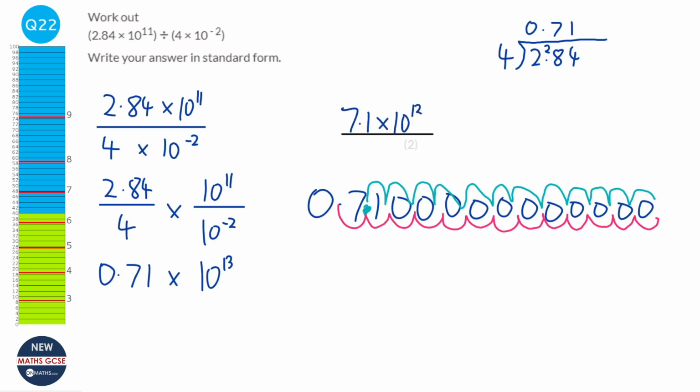Now, with a bit of practice, you don't need to write out the whole number. You'll be able to just know that if you convert that into 7.1, then you just need to take away 1 from the power. But if you're not sure, and it's not an unreasonable number like 10 to the power of 105, then it's just worth sometimes writing out the actual number and being 100% sure that you've got it the right way around.